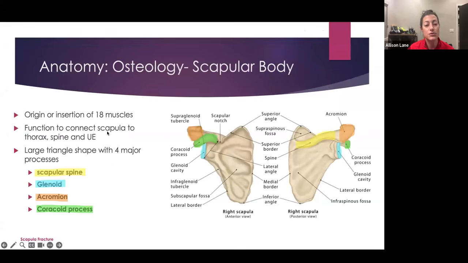So this is a huge part of your body, the scapula. Origin or insertion of 18 different muscles. And essentially it's connecting your spine, upper extremity to your thorax. So you have 4 major processes. You have your scapular spine here, you have your glenoid, you have your acromion, and then you have your coracoid process. And all of these are considered scapular. When you have injuries to any of these, it's considered scapular fracture.